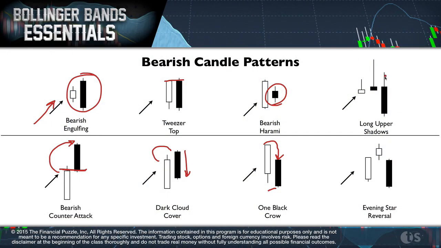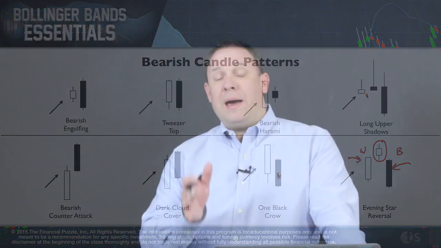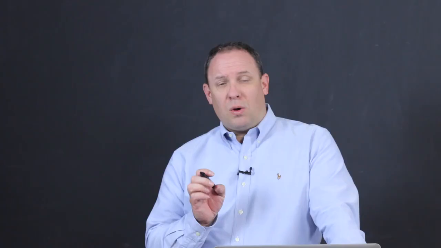And then, of course, the 3-day pattern here is the evening star reversal. This is just the bearish version of the morning star reversal. The color order here is not that critical, and let me clarify that. The first candle needs to be white, the second candle doesn't matter, and the third candle needs to be black. So the first one's white, the third one's black. The middle candle can really be either one. What matters about the middle candle is that it is a small spinning top.